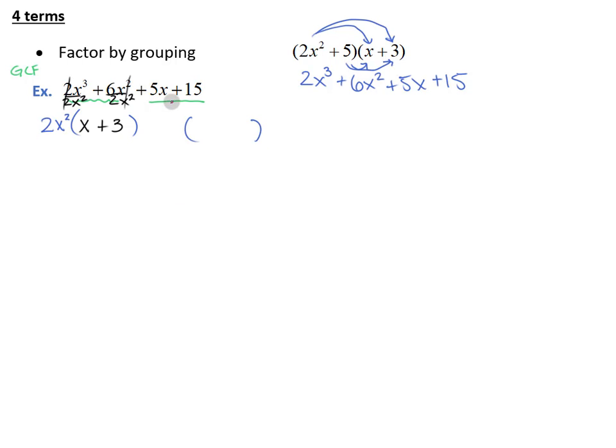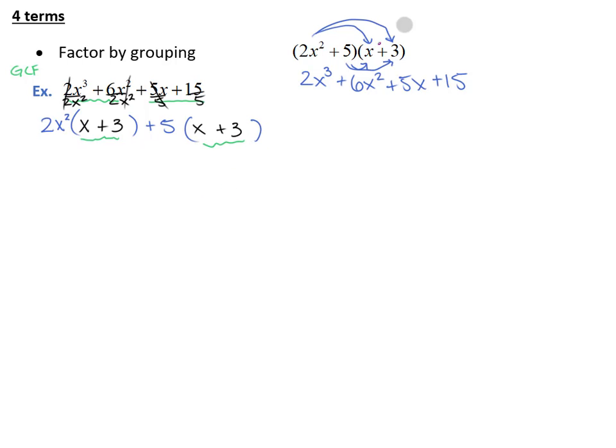So what can I take out of this second pair? Well, they're both divisible by 5. So if I take out a positive 5, so write that as plus 5. 5x divided by 5, yep, would leave me with x. And dividing this by 5, we'd be left with positive 3. And this is what we needed to be true. We needed what was in the parentheses to match.